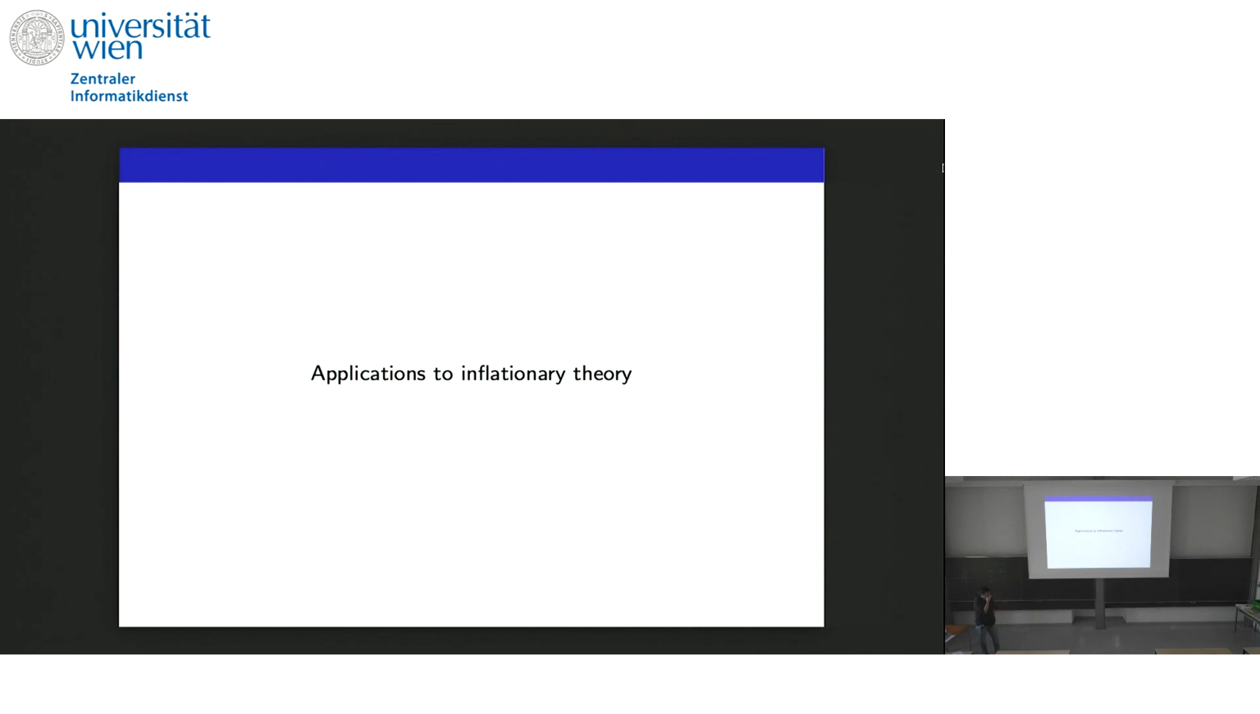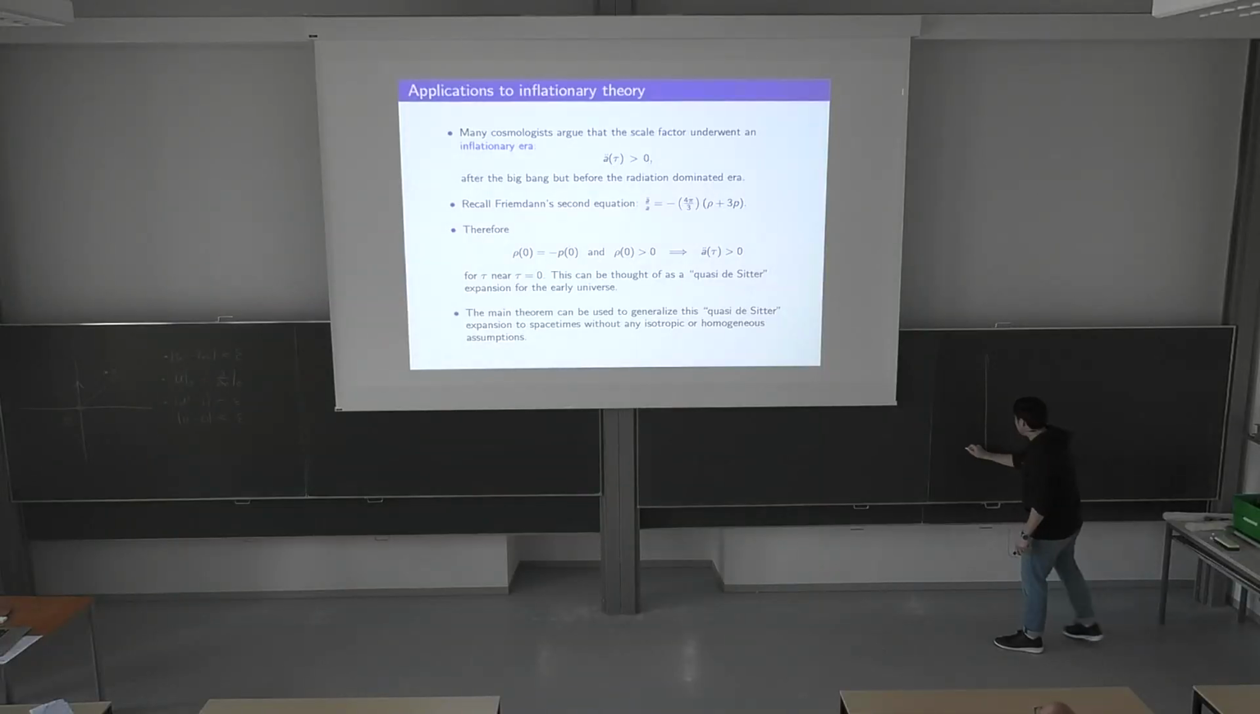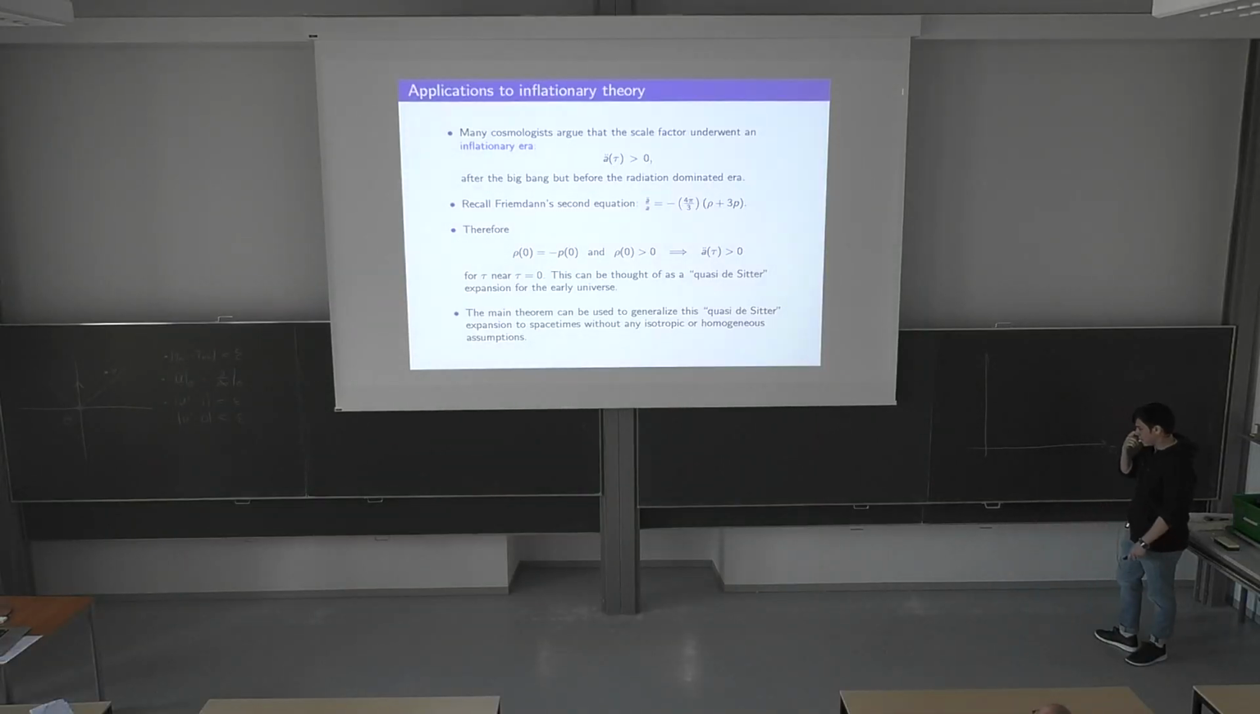Okay, so now let me say a little about the applications to inflationary theory. Many cosmologists argue that the scale factor underwent an inflationary era after the Big Bang, but before the radiation-dominated era. So let me just say a little bit about this. Let me graph the scale factor as a function of time tau, right?